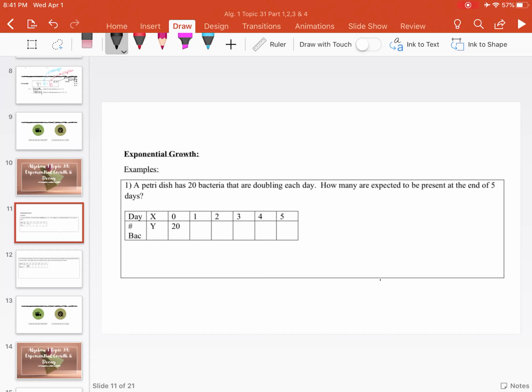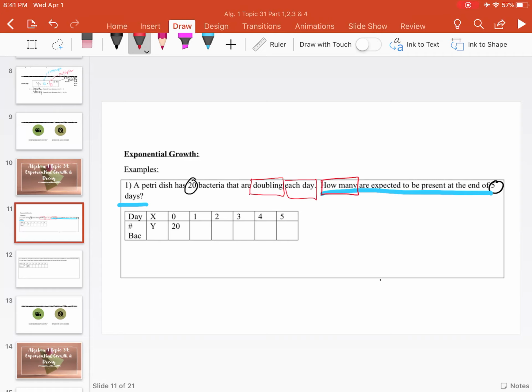So we're going to start off with CUBES. C stands for circle, so we're going to circle our numbers. U stands for underline the question. B stands for box important words. So we have doubling. I would also say each day or how many. And then E and S are for evaluate and solve.